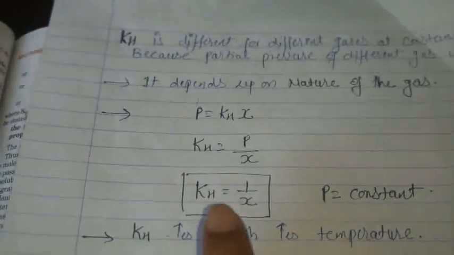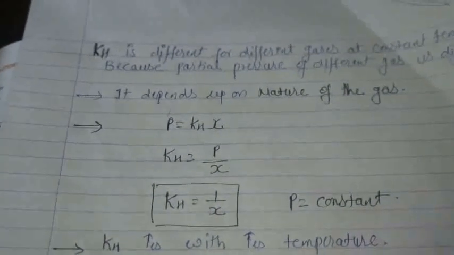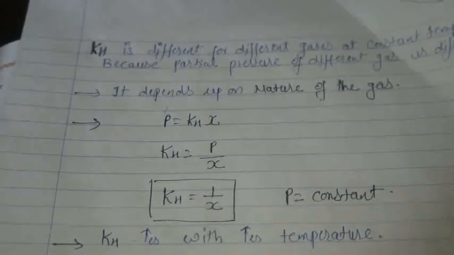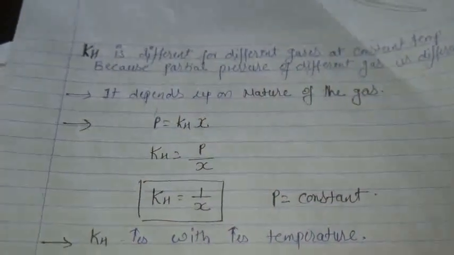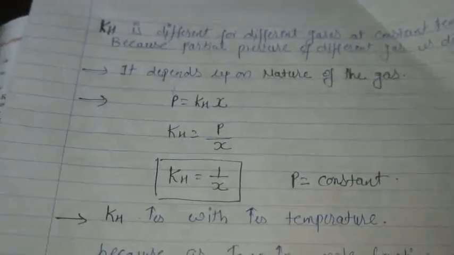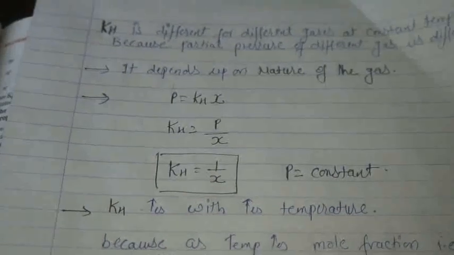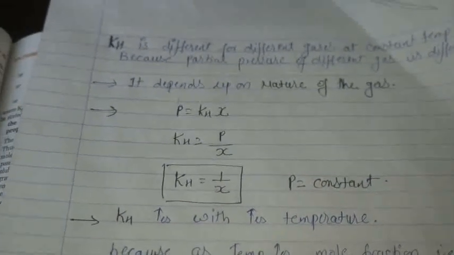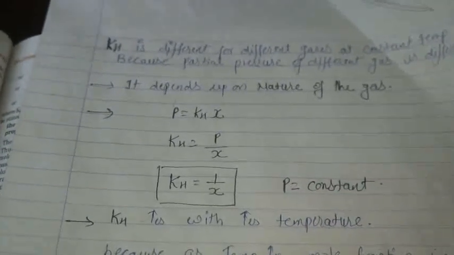P is equal to KH into X, so KH is P by X. If P is the partial pressure and is constant, then KH is proportional to 1 upon X, meaning KH is inversely proportional to the mole fraction. And mole fraction means the solubility of any gas. So simply, if the Henry's constant is more, its solubility will be less.